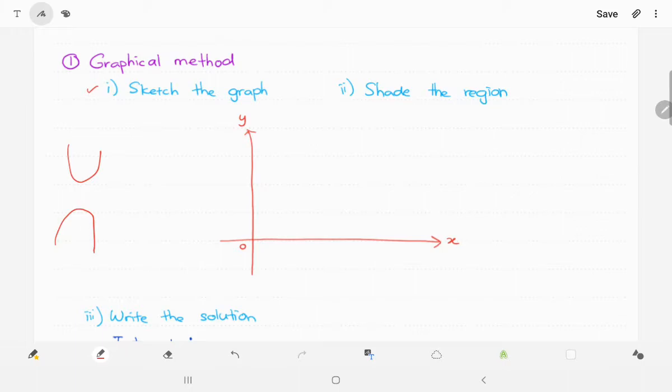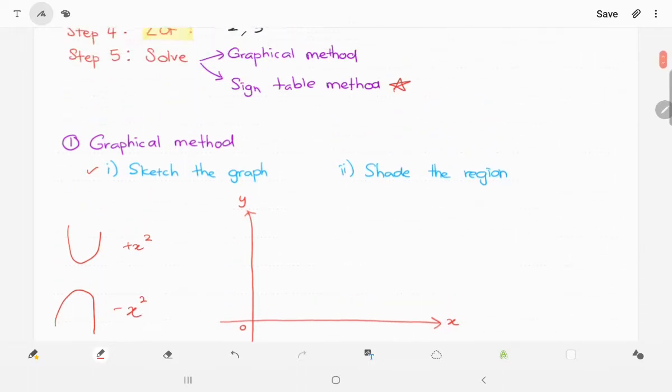Sad shape. Okay, so sad shape. So when do we use smile shape? When we have positive x square. When do you draw sad shape? When you have negative x square.